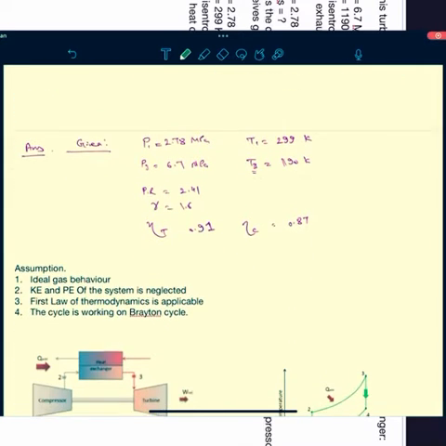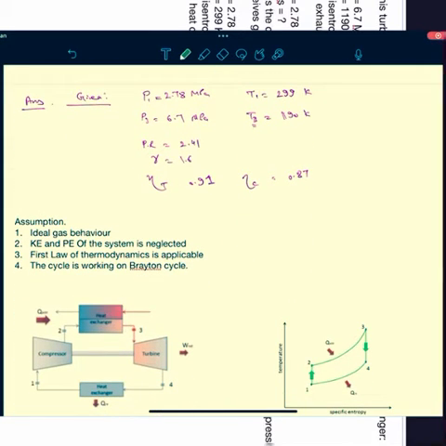According to the conventional approach, you first write the given data. The given data is P1, T1, P3, T3, the pressure ratio, gamma, and the efficiencies of the turbine and compressor. The assumptions that we will make are ideal gas behavior: the helium gas is assumed to behave as an ideal gas. Kinetic energy and potential energy of the system are neglected. The first law of thermodynamics is applicable and the cycle is working on the Brayton cycle.